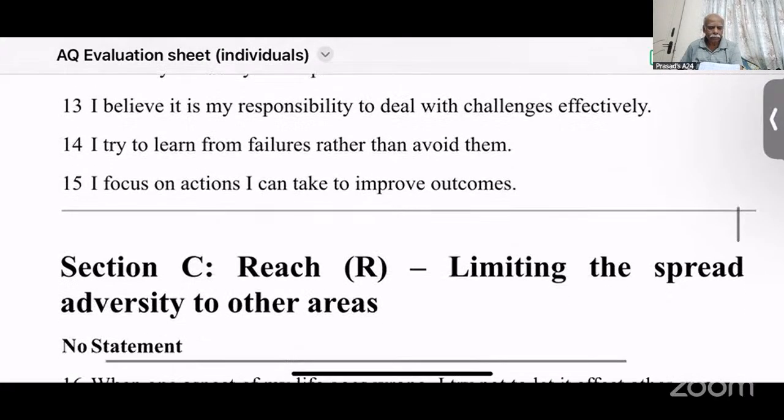14th, I try to learn from failures rather than avoid them. 15th, I focus on actions I can take to improve outcomes.